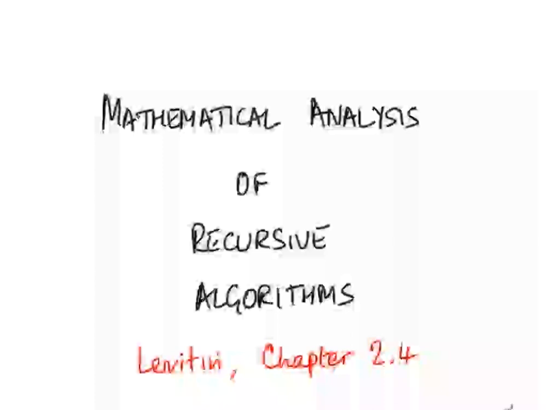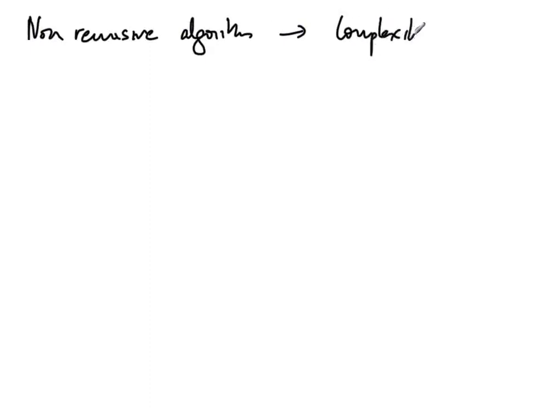Mathematical analysis of recursive algorithms. So what we saw last time was how to go from non-recursive algorithms, those which only had loops, to the complexity analysis of these algorithms. So what we're going to do this time is we're going to eliminate this simplifying assumption, and look at recursive algorithms, look at their complexity.